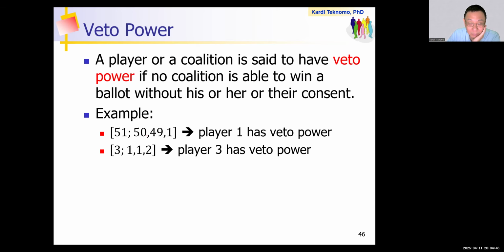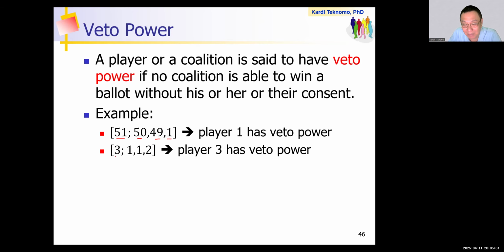So here is an example. The quota is 51, and we have only 3 players with the values 50, 41, 49, and 1. Can you see this? This is called veto power. Why? Because player 1 can veto whatever the others do. For example, if player 2 and player 3 make a coalition, that is the same, 50, which is below 51. So unless player 1 says yes, it will not happen.